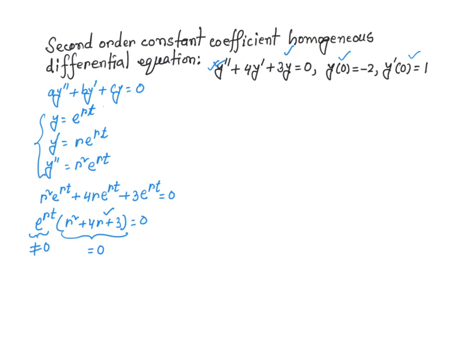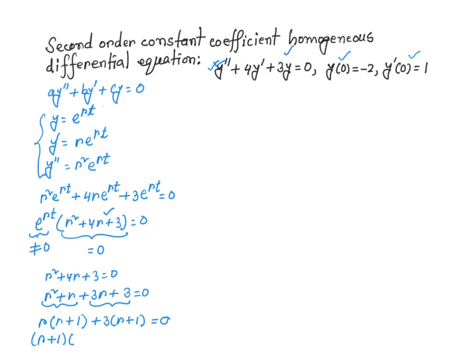Now we just need to solve it, which is pretty straightforward. r square plus 4r plus 3 is equal to 0, or r square plus r plus 3r plus 3 is equal to 0. I'm just factoring it. Between the first two, I could factor out r. That's going to give me r plus 1. And between these two, I could factor out 3. That's going to give me r plus 1. And that is equal to 0. So I have r plus 1 times r plus 3 is equal to 0, or r is equal to negative 1, or r is equal to negative 3.